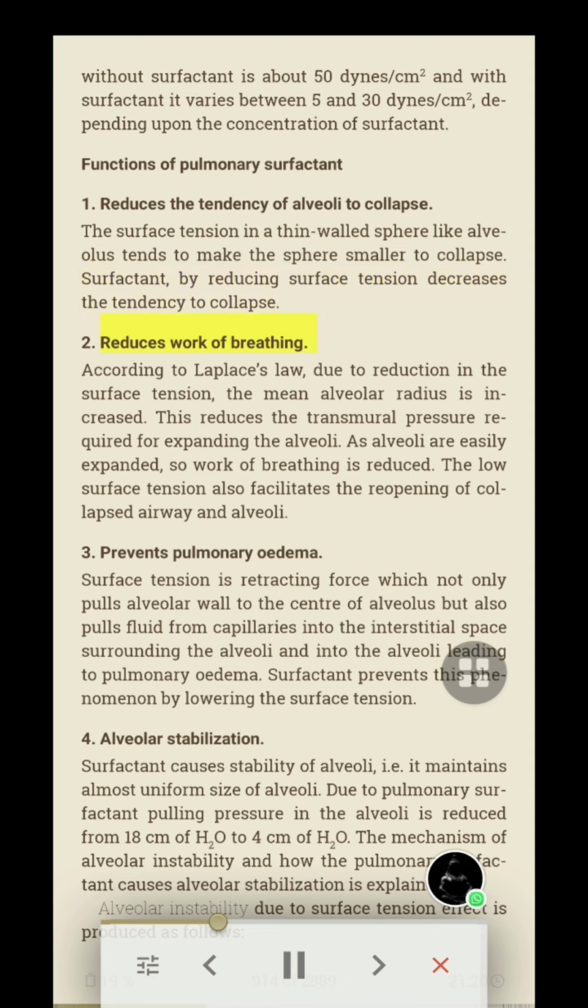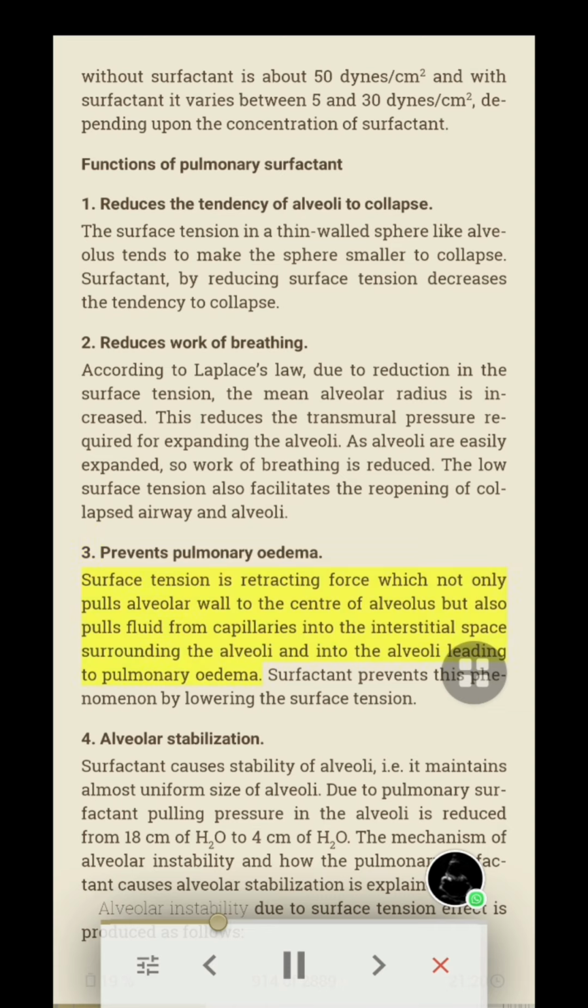2. Reduces work of breathing. According to Laplace's law, due to reduction in the surface tension, the mean alveolar radius is increased. This reduces the transmural pressure required for expanding the alveoli. As alveoli are easily expanded, work of breathing is reduced. The low surface tension also facilitates the reopening of collapsed airways and alveoli.